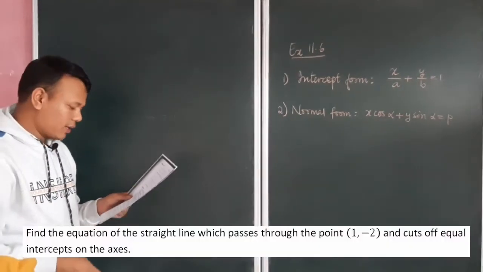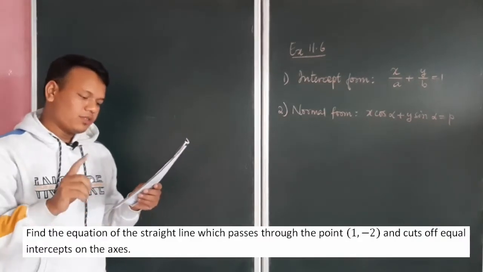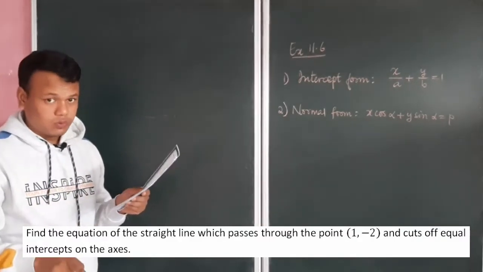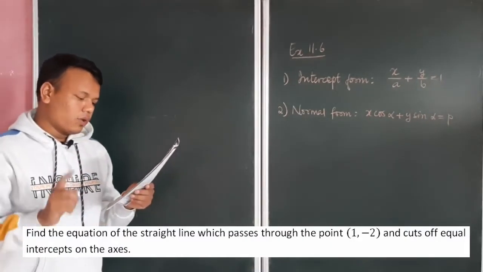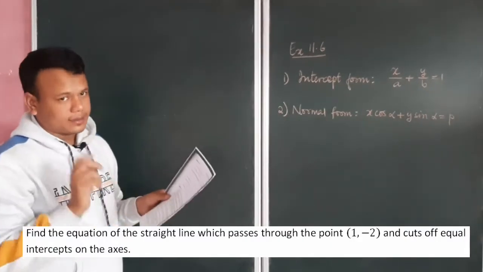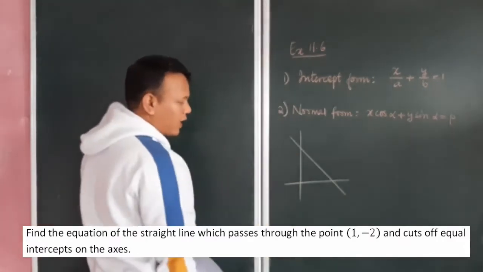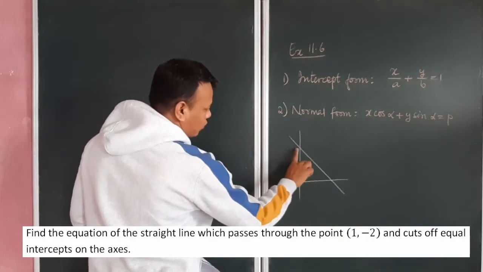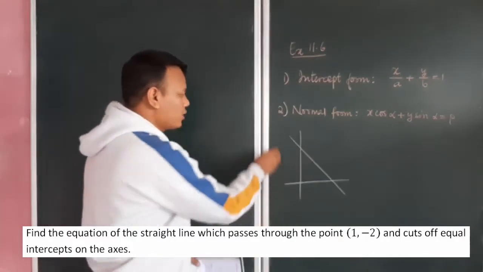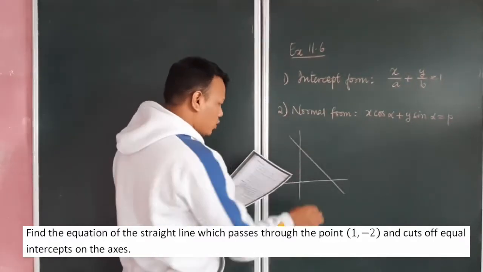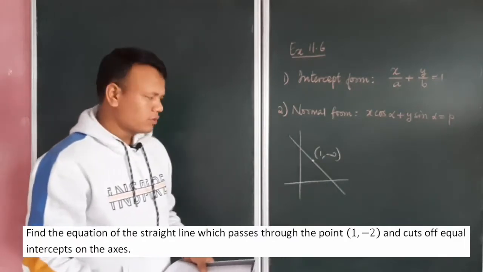Now let us take question number 2. The question says: find the equation of a straight line which passes through 1 comma minus 2 and cuts off equal intercepts on the axes. So one point is given, and it cuts off equal intercepts on the axes, meaning we have the x-axis and y-axis, and this x-intercept and y-intercept both are equal. That's the meaning of this question, and this line passes through the point 1 comma minus 2. That's all that is given.